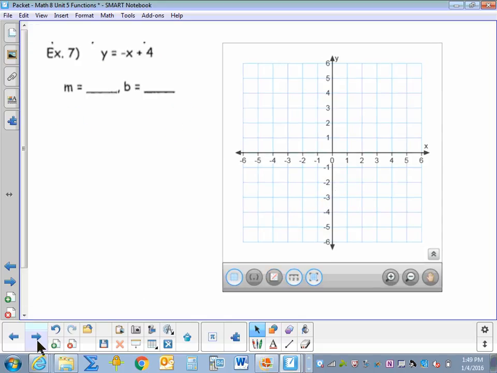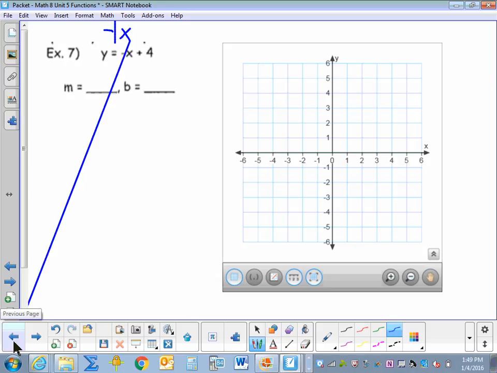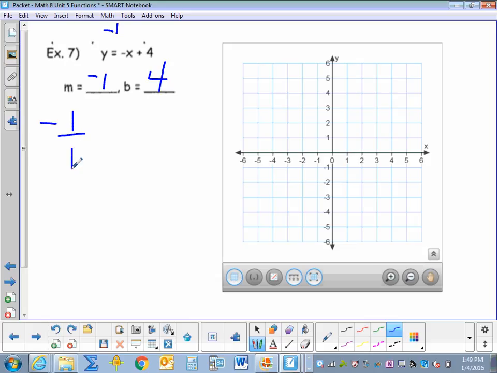So you go ahead and try number 7. So number 7, y equals -x plus 4. So -x is really -1x. So our slope is -1 and our y-intercept is a positive 4. Our rise over run is -1 over 1, or 1 over -1.